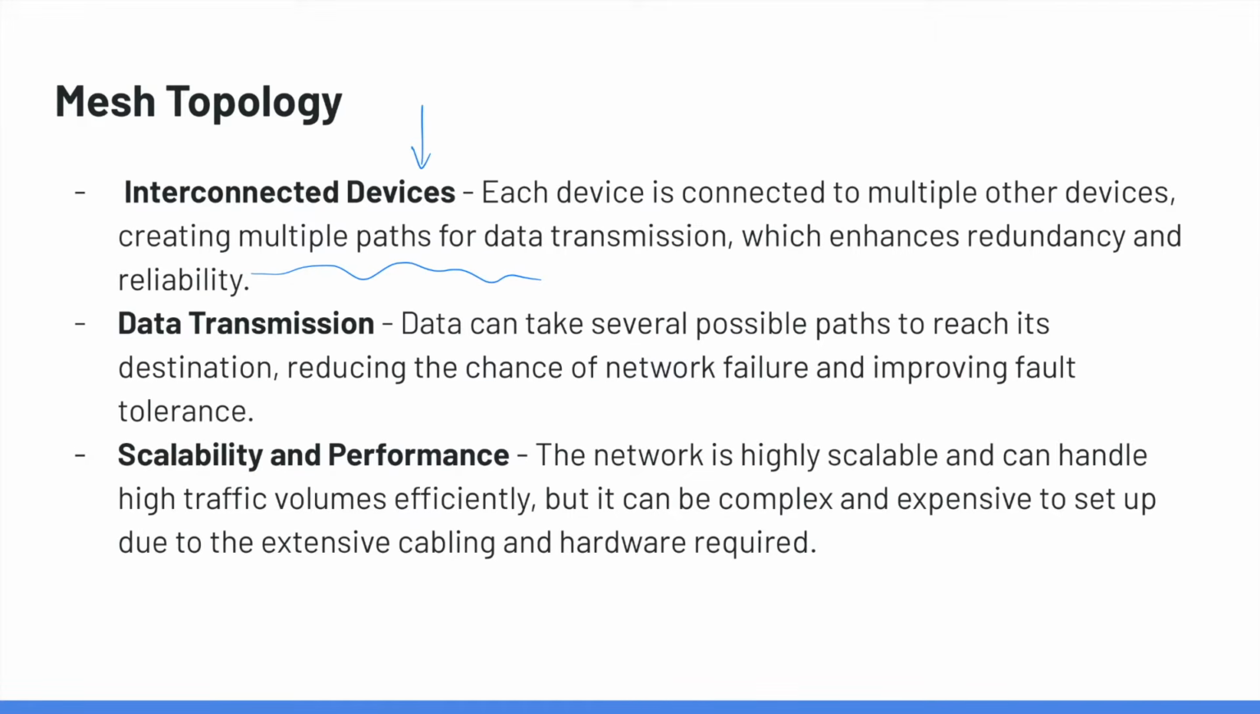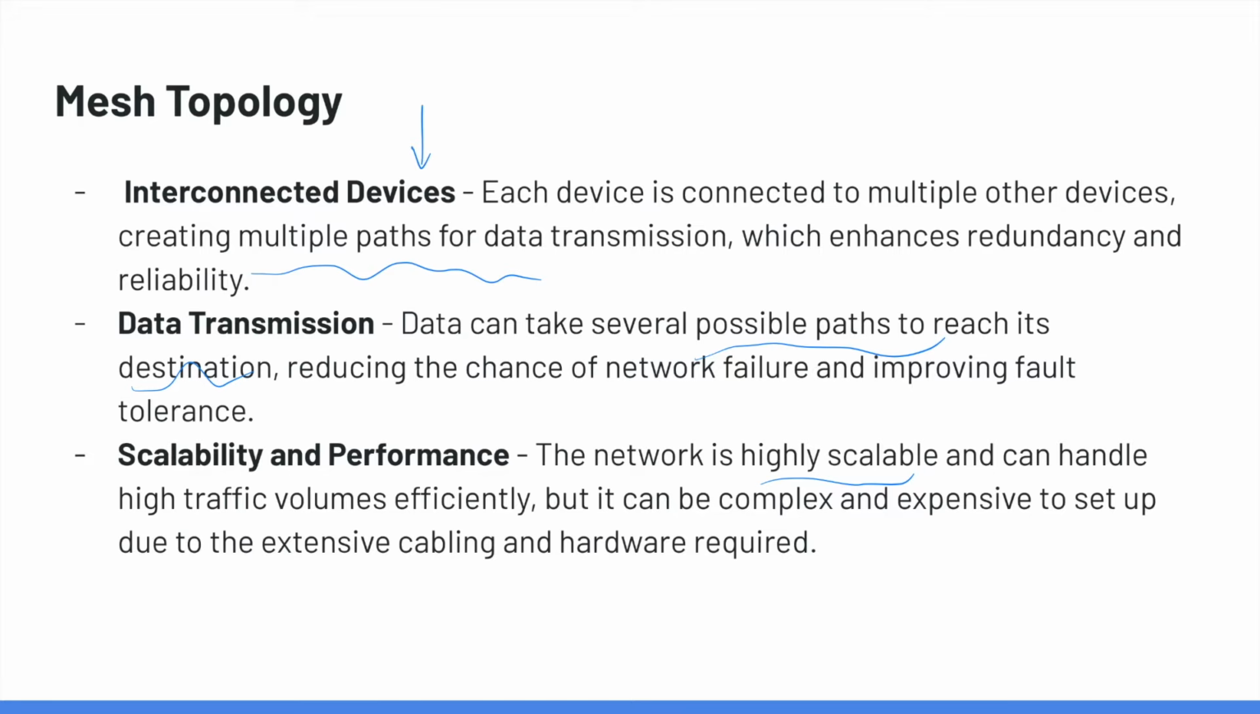So basically data can take several possible paths to reach its destination, so that if one path is gone, there's still other paths to reach a destination. And as a result, these are highly scalable. So we can add a bunch of different devices, and we don't need to worry about having communication pathways just because of the way they're set up.